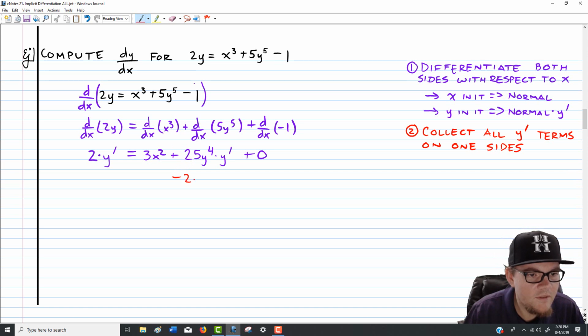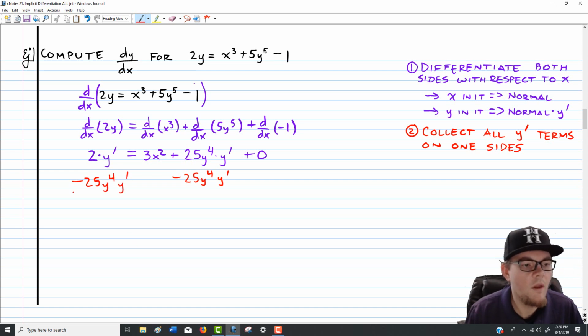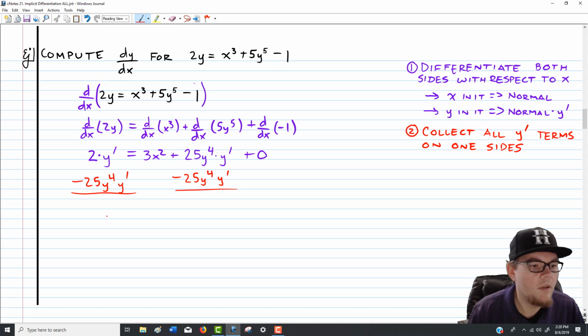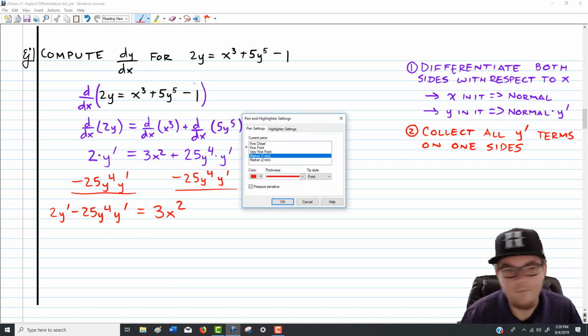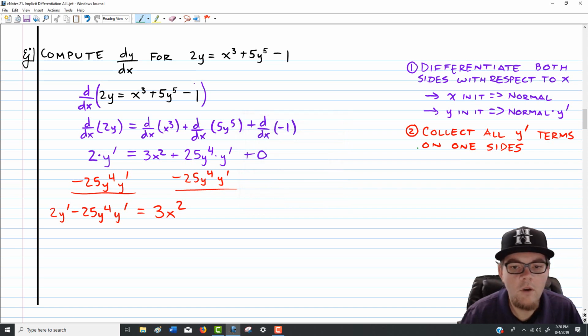I'm going to, in this case, subtract 25y to the fourth y prime from both sides. Again, there's a couple different ways we could do it, but I'm trying to pick one out. When we do, what we're left with on the left is 2y prime minus 25y to the fourth y prime, whereas on the right, all we have is 3x squared. So there is all our work. We've got all the y primes on a single side.